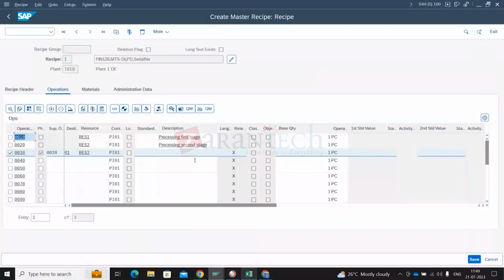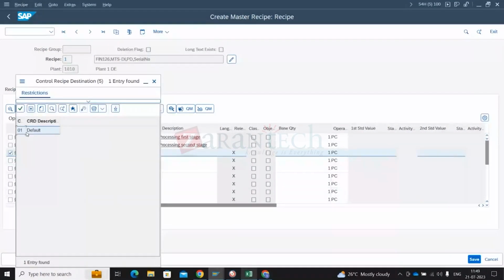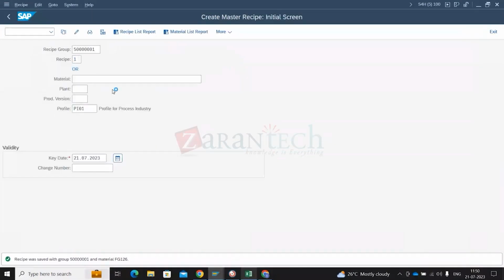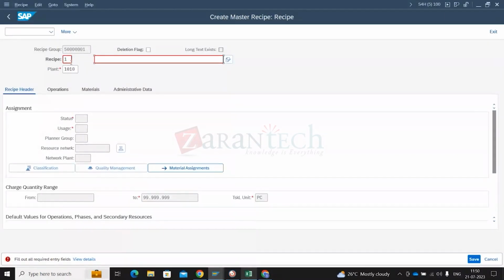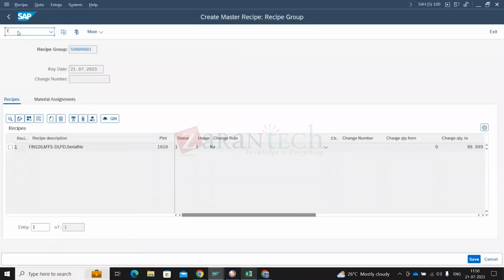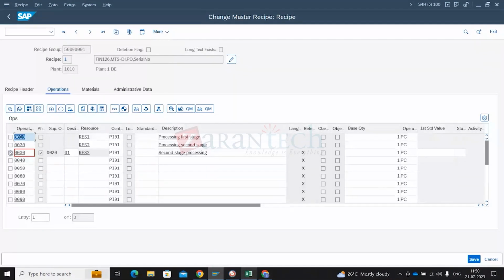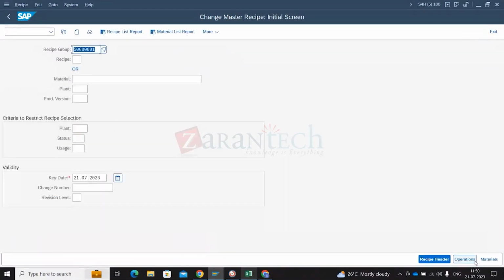I think it accepted. But this destination meaning is 0 on your default. It's okay. And then second processing. Fine. Yeah, it did accept it. So now what it means is I have first operation without any phases, correct? And then I have got second operation where there is third phase on top of it, correct? Okay. Didn't it get saved? Yeah, it did.